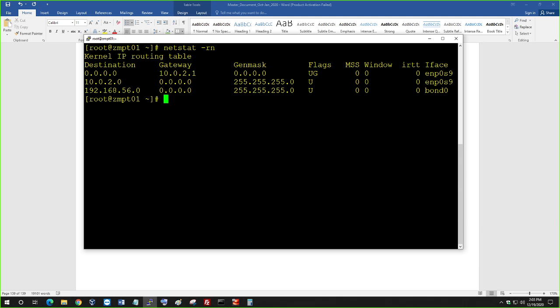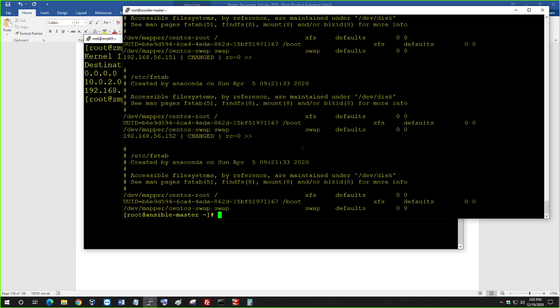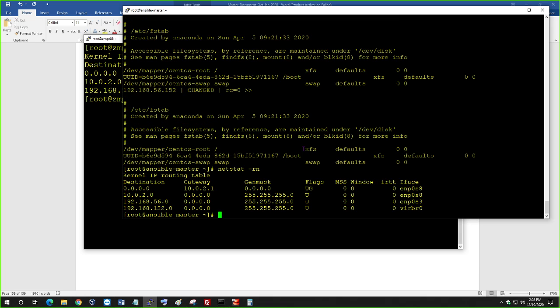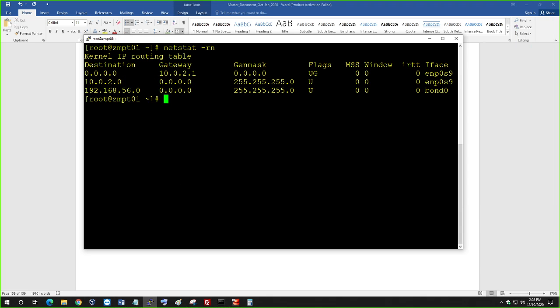So for the other system I have, netstat -rn. Okay, so here it also shows the gateway is 10.0.2.1. So it is 10.0.2.1.